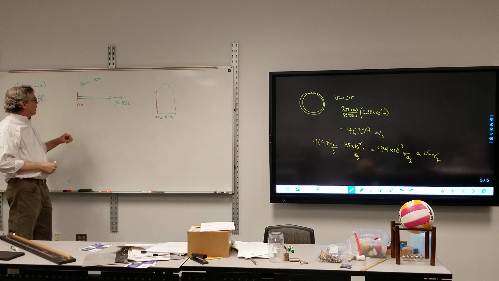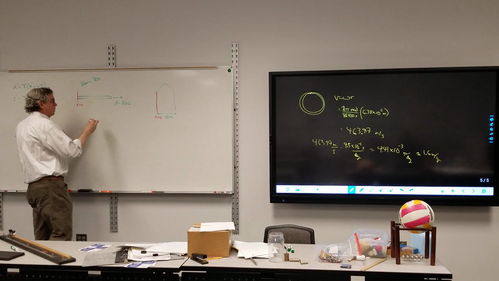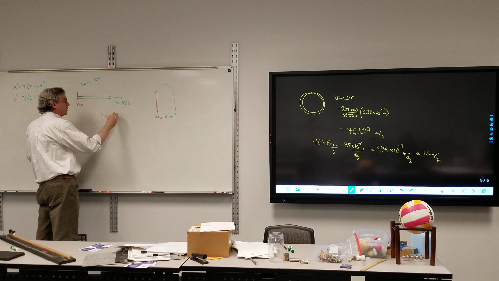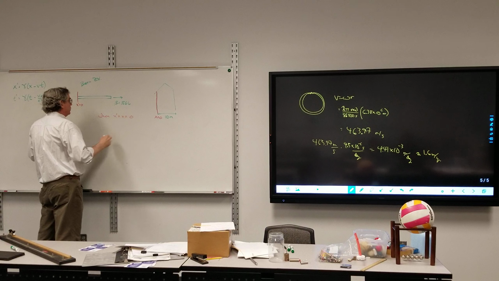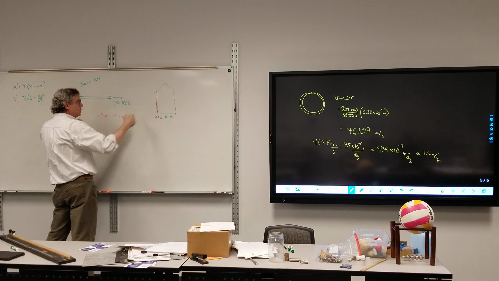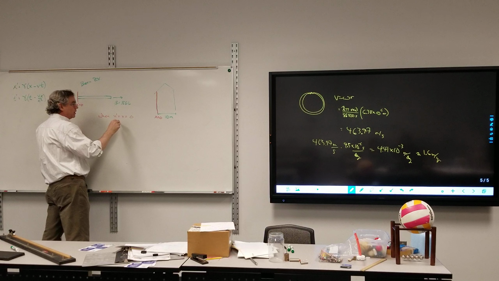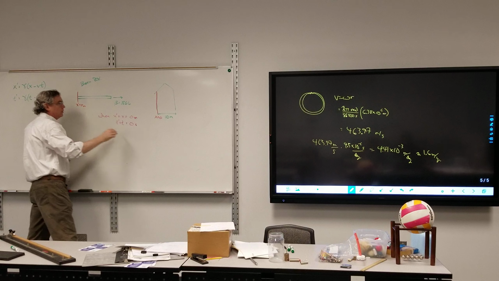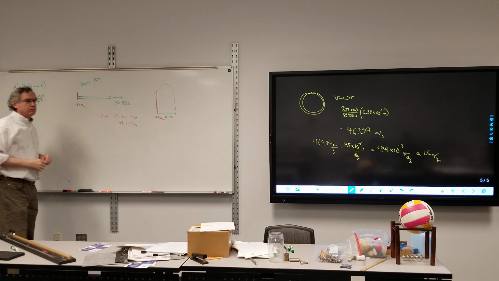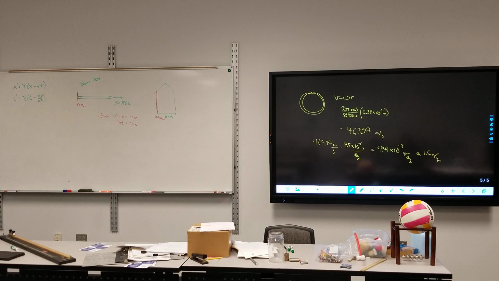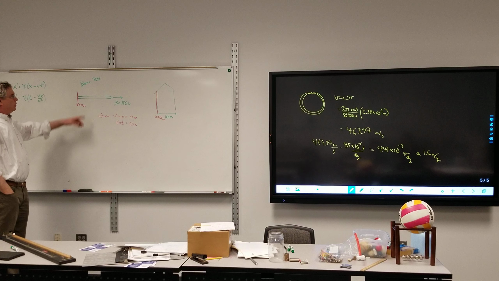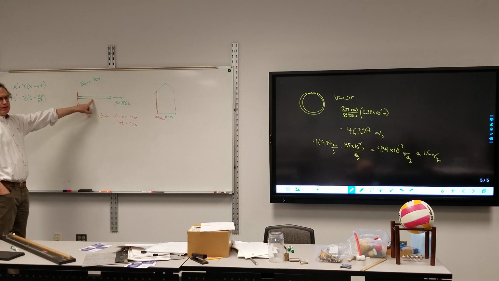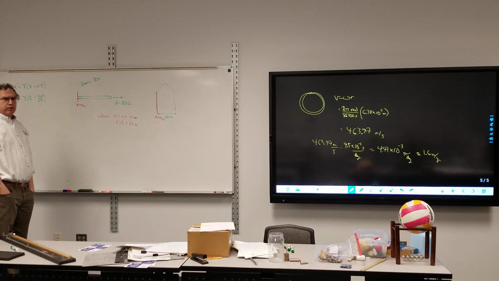We're going to synchronize our clocks, so when x prime is equal to x equals 0, in other words, when the left end of the pole just makes it into the barn, that's when we synchronize the clocks. That's when t prime equals t equals 0 seconds. Now, from the barn's point of view, the pole was traveling near the speed of light, and the pole will be shorter.